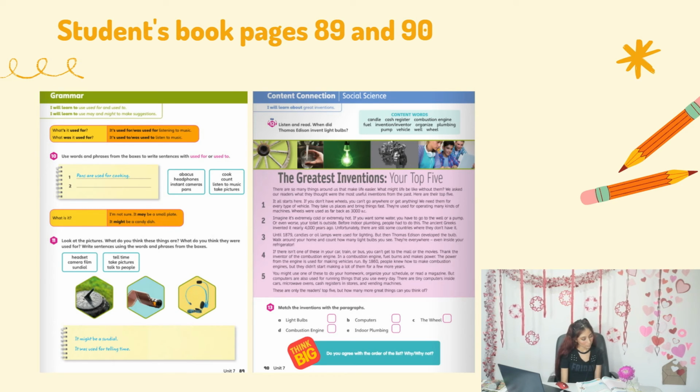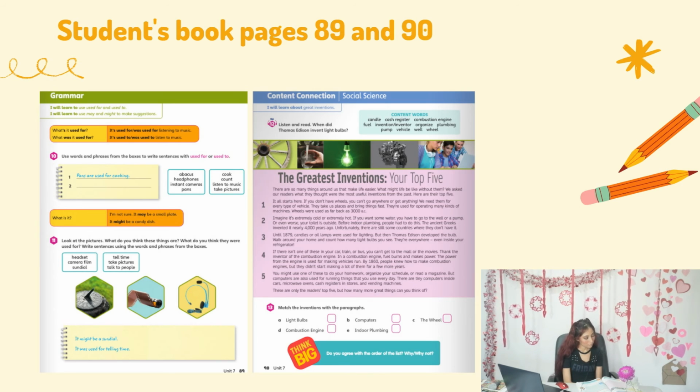3. Until 1879, candles or oil lamps were used for lighting. But then Thomas Edison developed the bulb. Walk around your home and count how many light bulbs you see. They're everywhere, even inside your refrigerator.